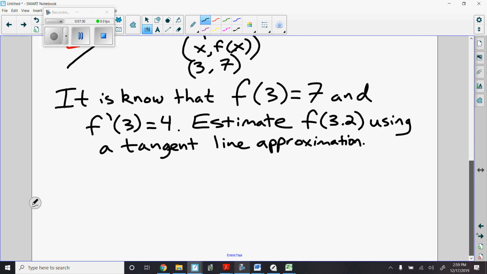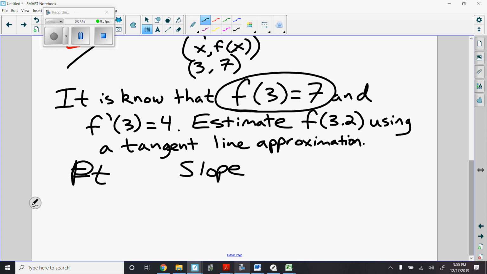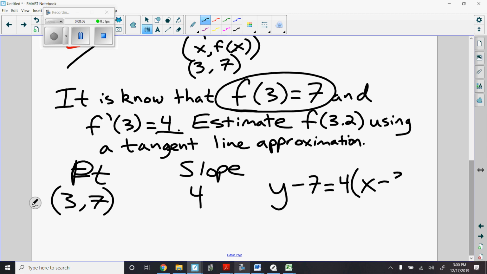So the first thing I need to do is write an equation of a tangent line. To write an equation of a line, I need a point and a slope. My point is given right here: the point (3, 7). And my slope of the tangent line is given right here, which is 4. So what I can do now is write the equation of the tangent line. Very simply, I can say y minus 7 equals my slope times x minus 3.